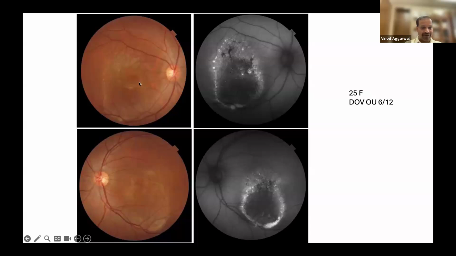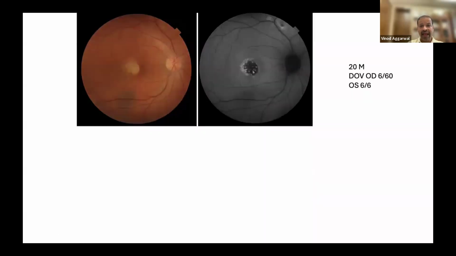So again, a patient who looks virtually normal, vision is not too bad, but once you do the autofluorescence imaging, you will see several of these patients have widely spread hyper AF deposits intermixed with areas of autofluorescence loss, and you know that you are dealing with a patient of Best vitelliform dystrophy. At times, the presentation may be a little atypical.